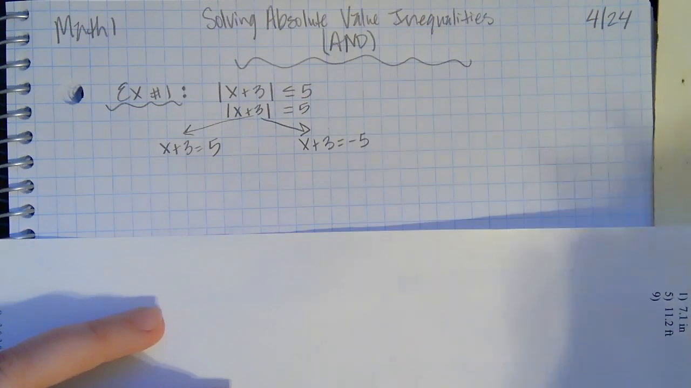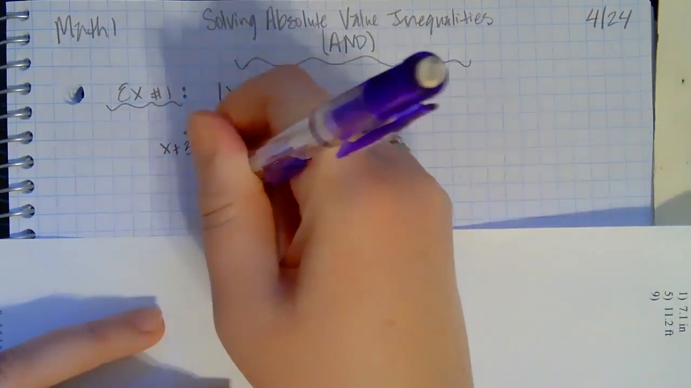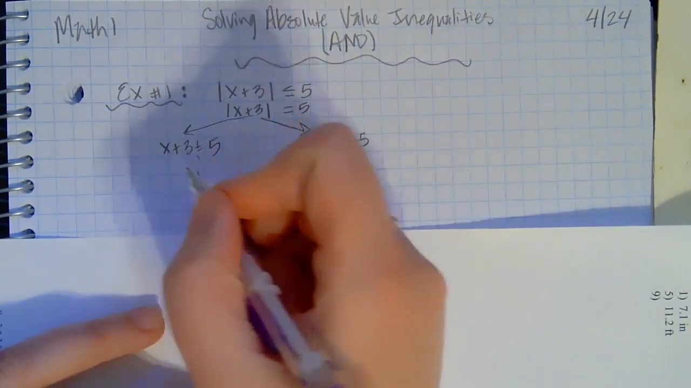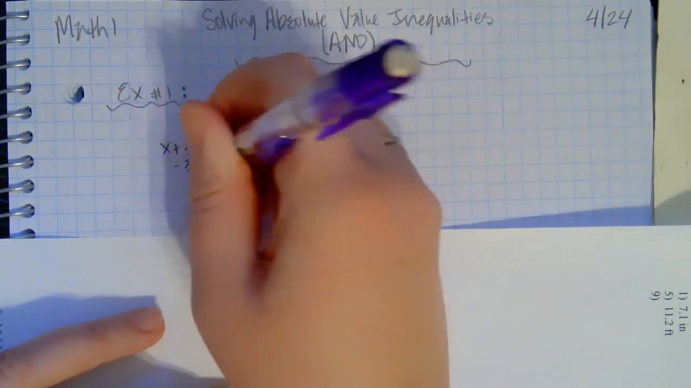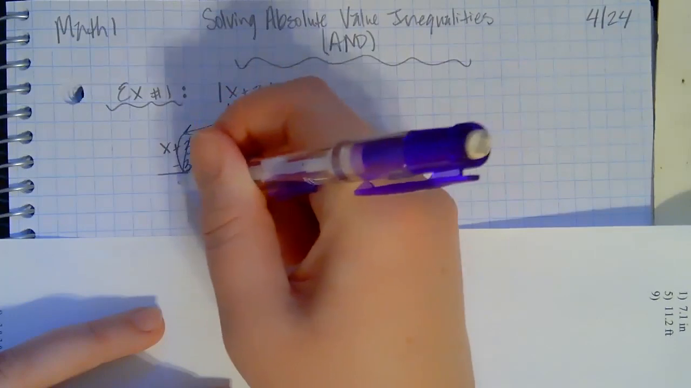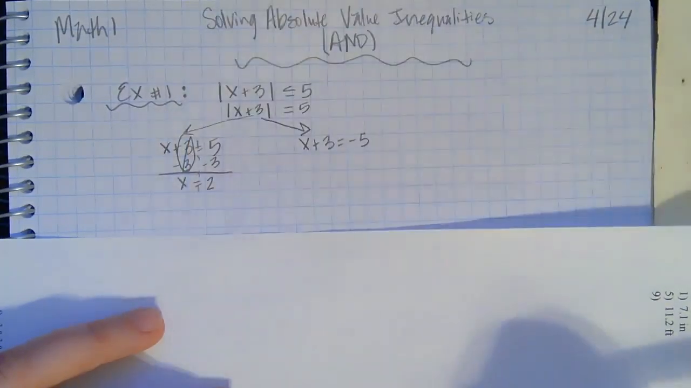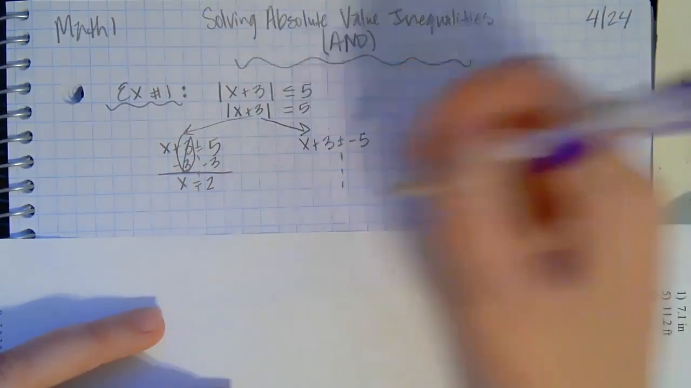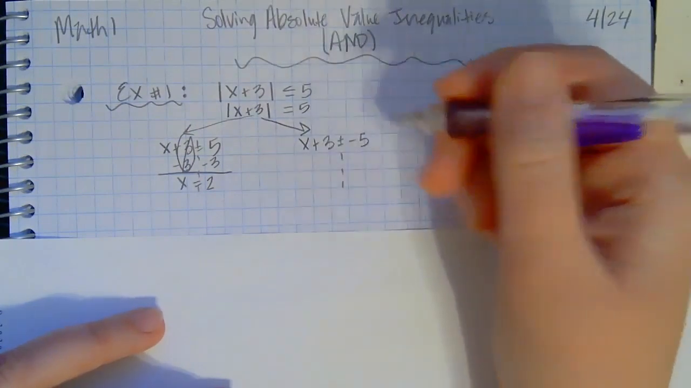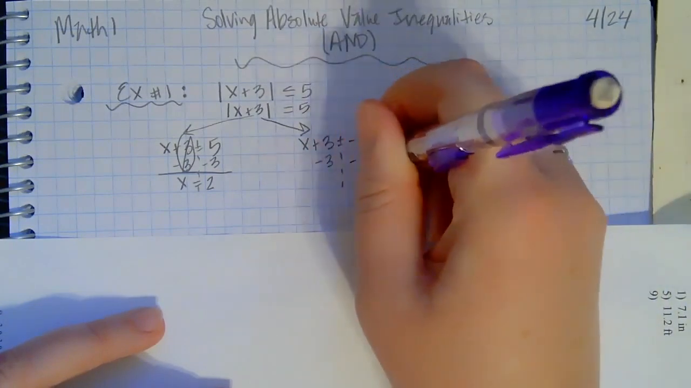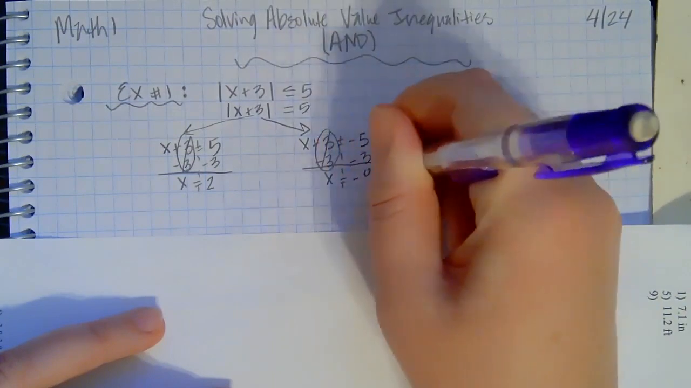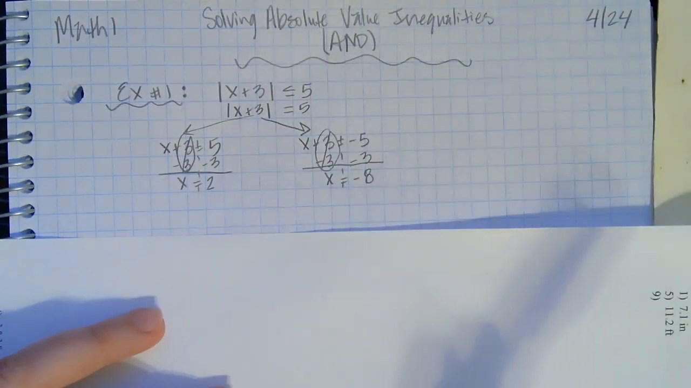So then I'm going to solve them separately like normal. Draw my line down my equal sign. There's a 3 on the same side as the x, and it's being added. The opposite of addition is subtraction, so I'm going to subtract 3 from both sides. 3 minus 3 is 0, and I get x equals 2. Come over here, draw my line down my equal sign. There's a 3 on the side with the x, and it's being added. The opposite of adding is subtracting 3 from both sides. So 3 minus 3 is 0, bring down the x, and x equals negative 8. So there are my two solutions.